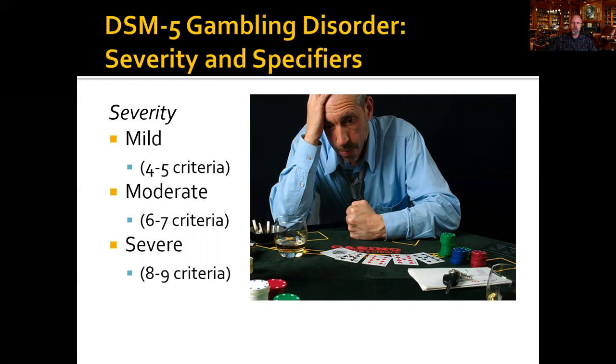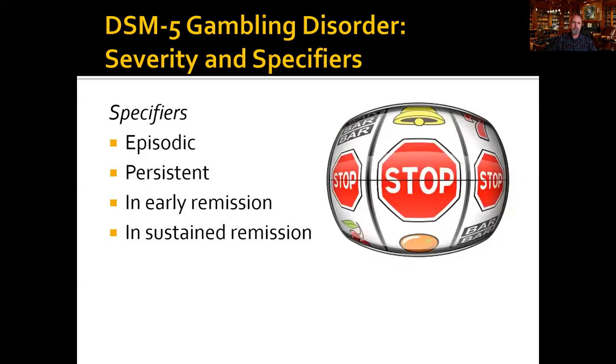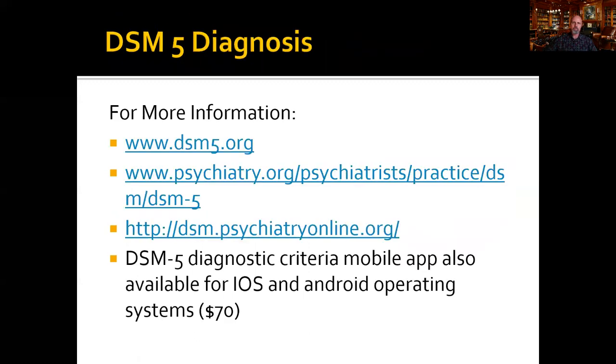Mild severity is 4 to 5 criteria, moderate 6 to 7, severe 8 to 9. And then gambling disorders also have their own specifiers of episodic, persistent, early remission, and sustained remission.